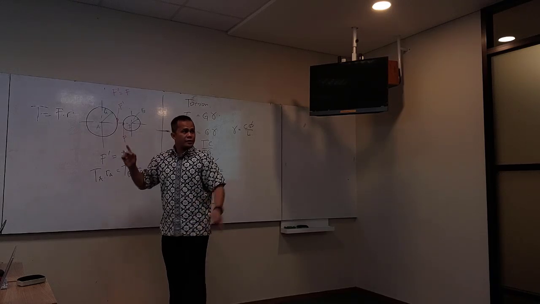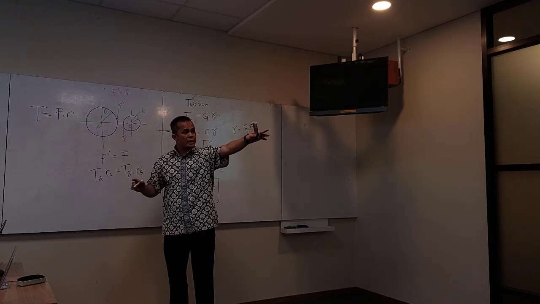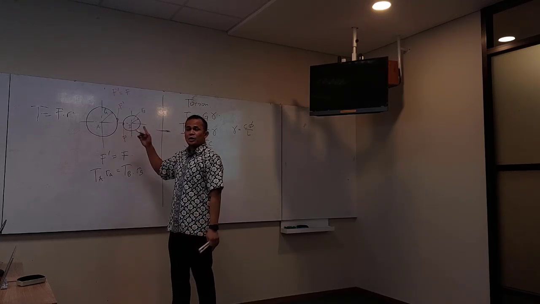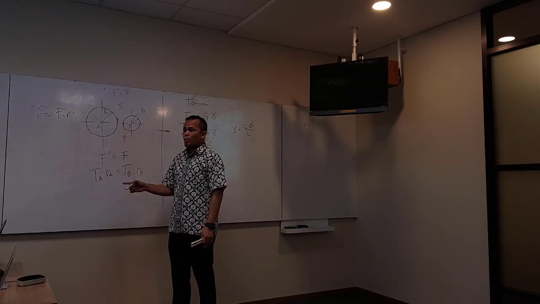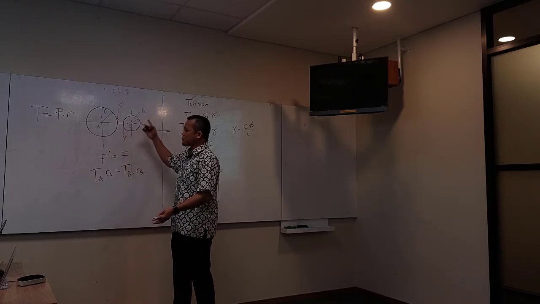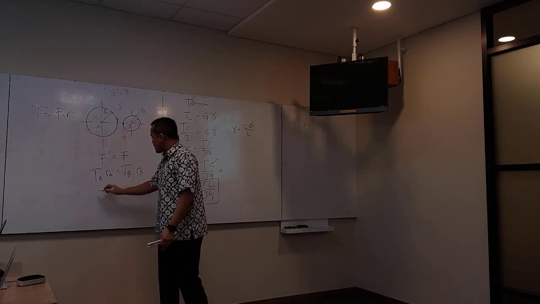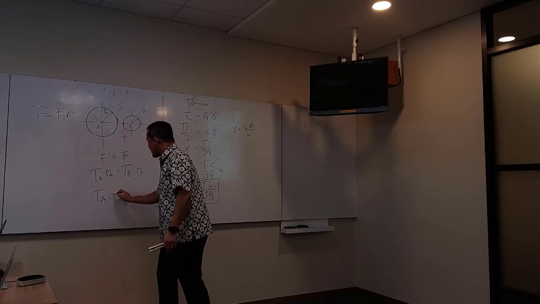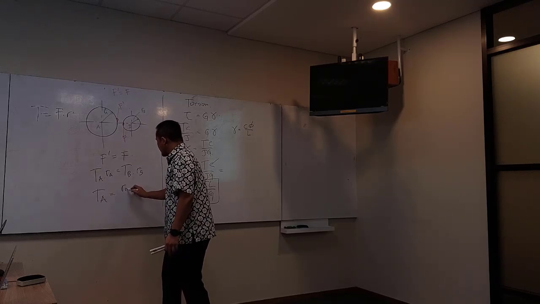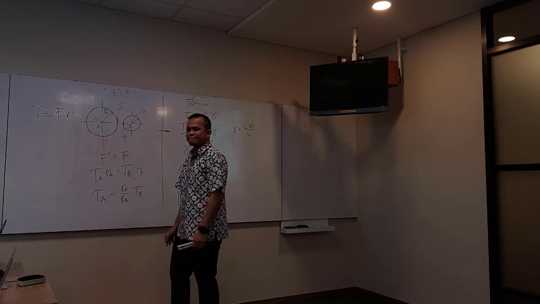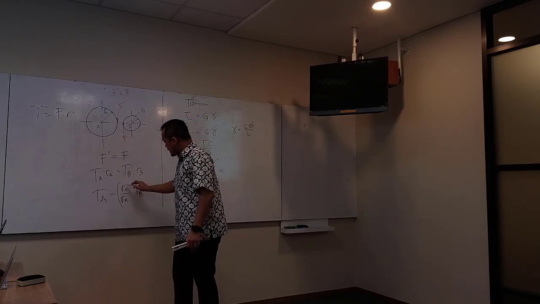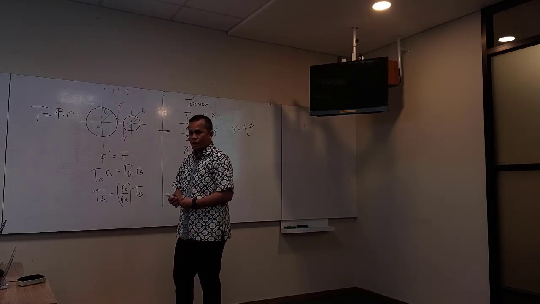Therefore, if in this problem the input is torque B and you want to get torque A, what would be the torque A if you input torque B? Torque A is equal to RB over RA times TB. So this is the ratio of gear.